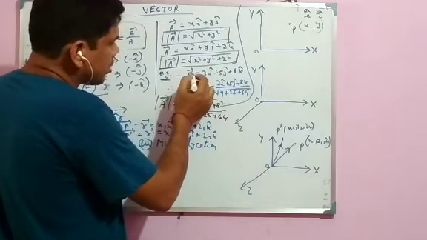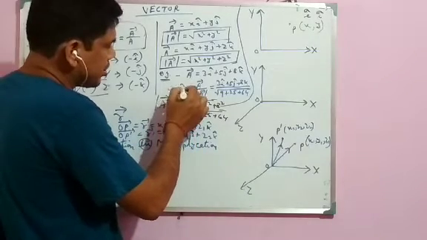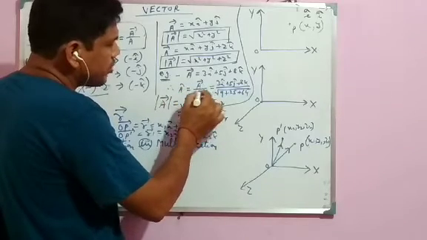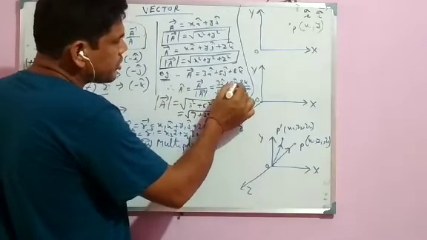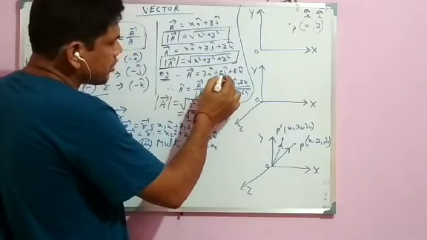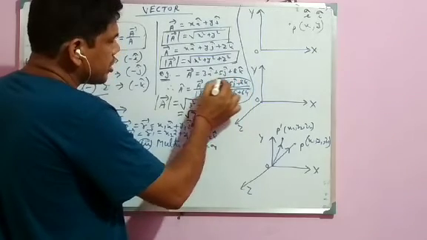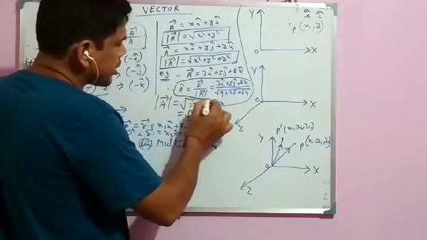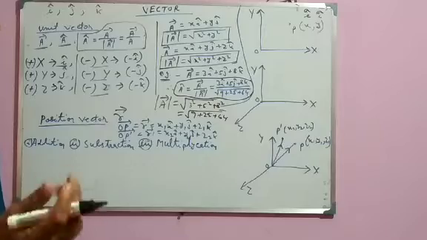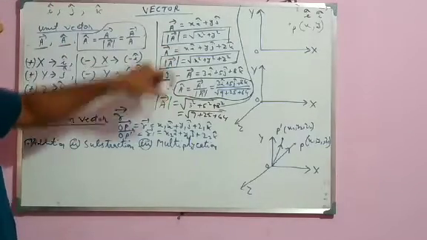Considering that the unit vector of this given vector is denoted by A hat, according to the formula, A hat equals vector A by mod A. Now, 3i hat plus 5j hat plus 8k hat divided by root over 3 square plus 5 square plus 8 square, which is equal to 9 plus 25 plus 64. In this way we can find the unit vector of any vector given to you. So this is the formula, and in this way we have to find the mod of any vector.